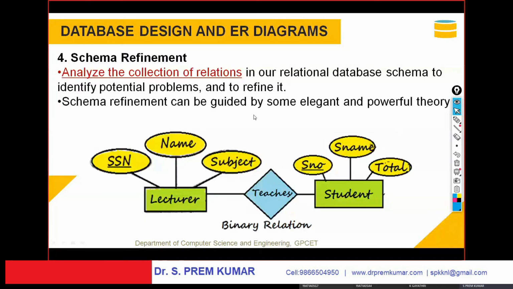And now comes schema refinement. For example, I thought this is very good. Lecturer. For example, for a college, I am going to design lecturer. The details of lecturers. He contains the lecturer number, that is social security number, similar to Aadhaar card. That is lecturer number. I will be having some lecturer number.